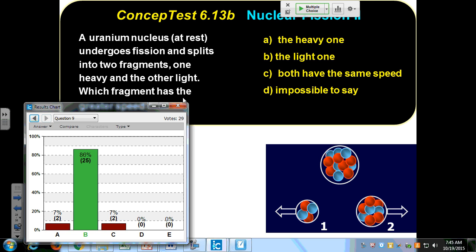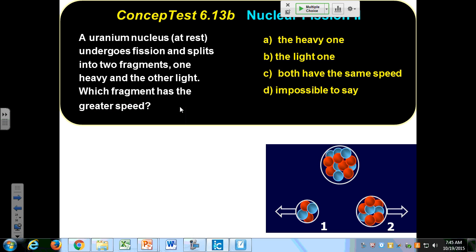Okay, awesome. B is the right answer. The light one. They have the same momentum. Momentum is mass times speed or velocity. And so the one with the smaller mass has the bigger velocity.